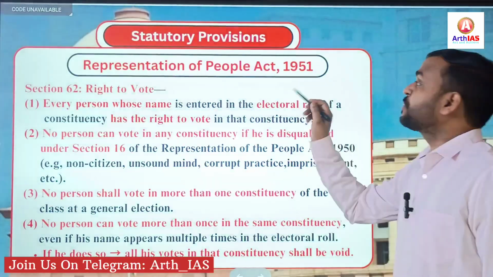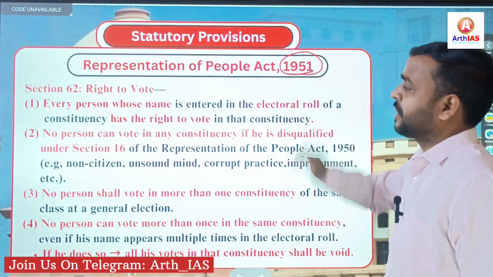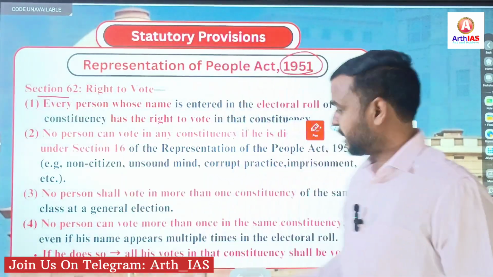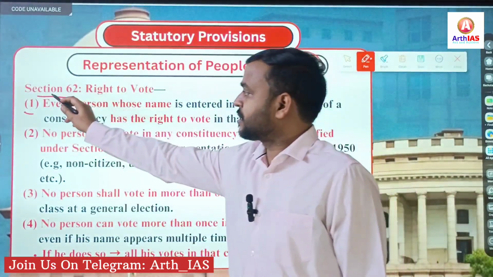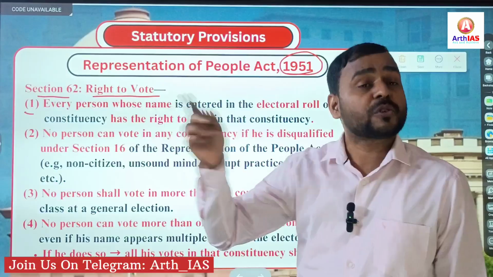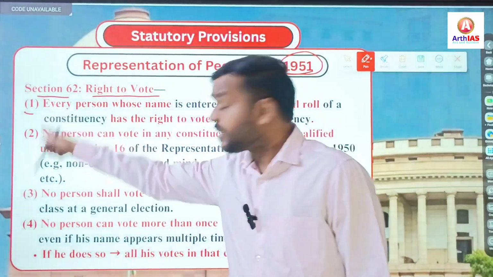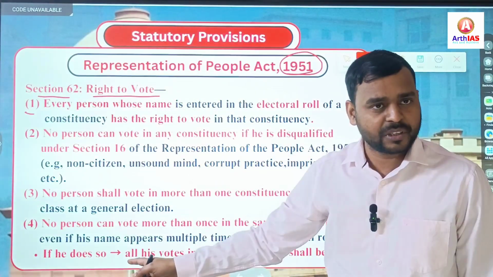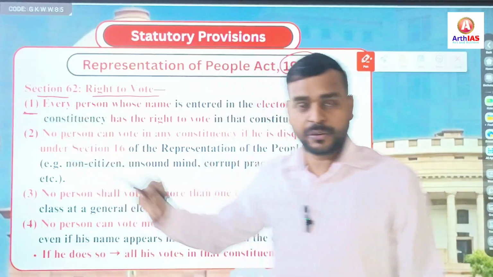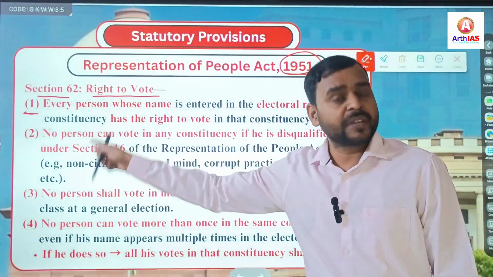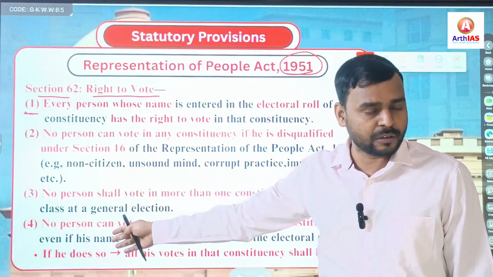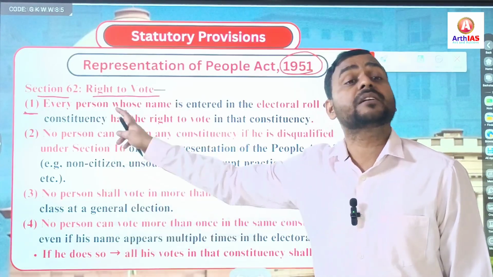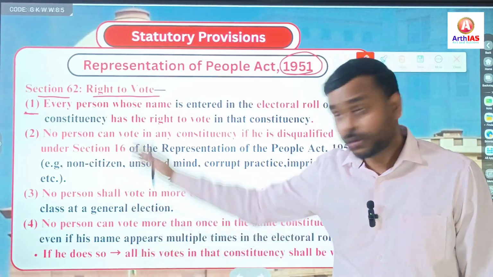Now, section 62 of the Representation of People Act 1951. Very important, right? It talks about the right to vote. There are 6 subsections. I am telling you that the sentences are very lengthy in the actual law, so I have tried to make it very simple. Just try to understand.